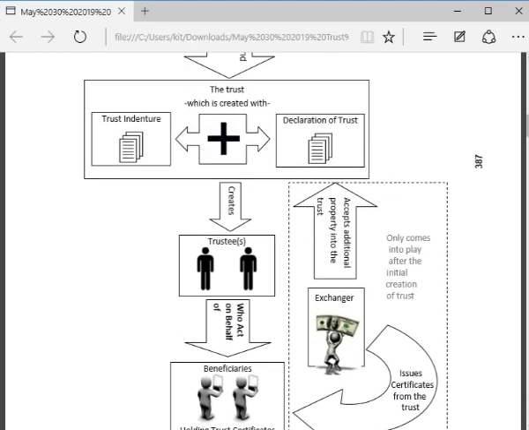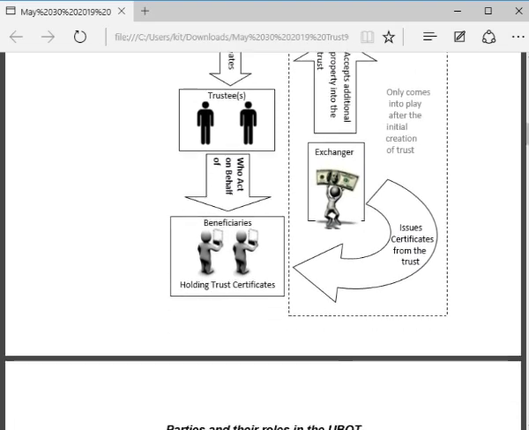Up here, declaration of trust accepts additional property onto the trust, only comes into play after the initial creation of the trust. Exchanger, with the money, issues certificates from the trust, which go to the beneficiaries holding trust certificates.